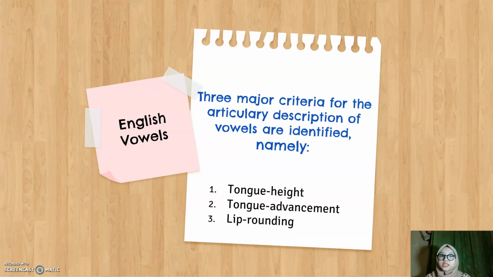English vowels. Three major criteria for the articulatory description of vowels are identified, namely, first, tongue height. This is the relative height of the tongue in the mouth. Second, tongue advancement. The relative position of the tongue in the mouth. Third, lip rounding. The relative shape of the lips.